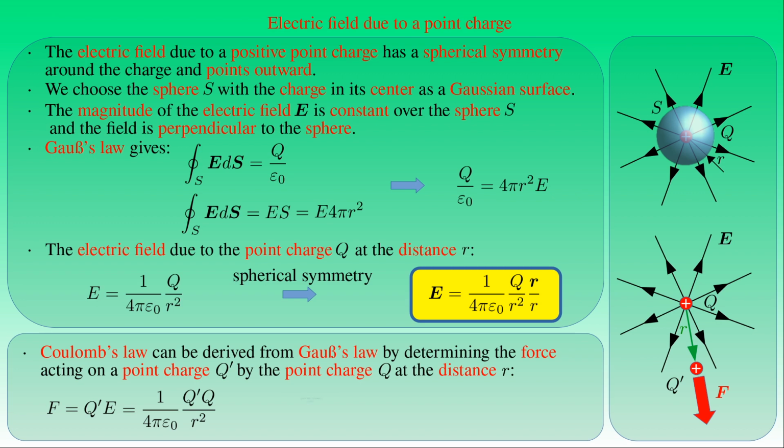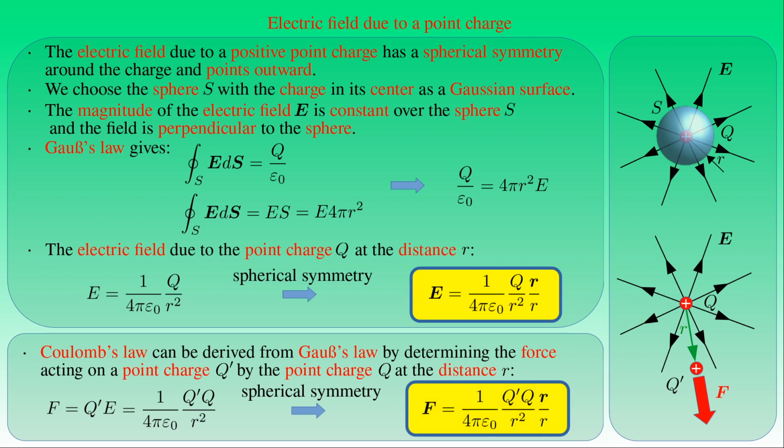Since the electric field is spherically symmetric around the source charge q, that is the force exerted on the charge q' points radially outward from the charge q, we can state the following. The force F is equal to 1 over 4 pi times epsilon naught, times q' times q over r squared, times the vector r divided by its length, which is Coulomb's law.